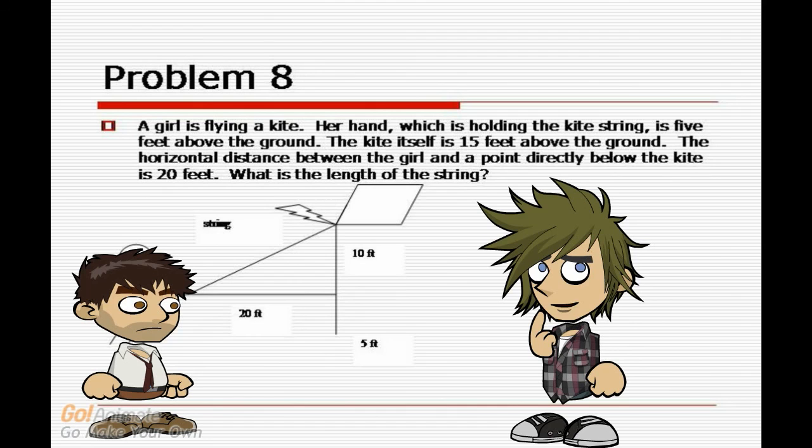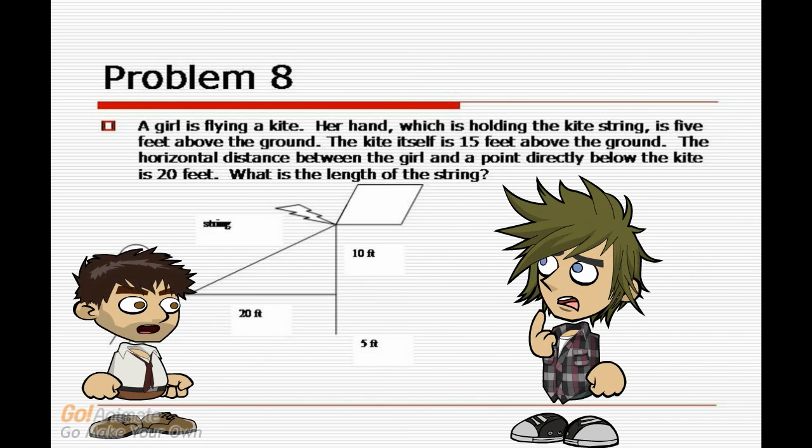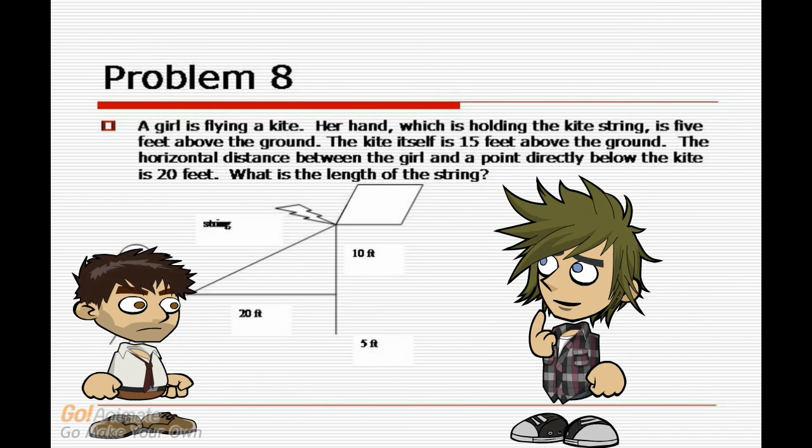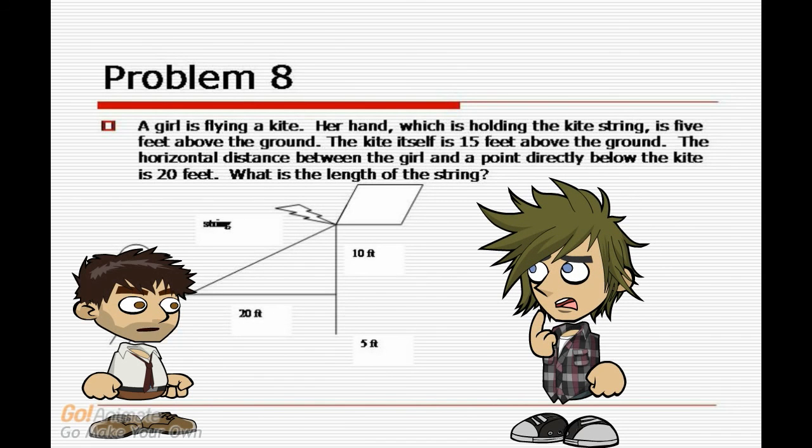This is a hard one, Mr. Snively. Here is a hint. If the kite is 15 feet above the ground, but the string is in the girl's hand, which is 5 feet above the ground, how far above the girl's hand is the kite? 10 feet, sir. Then what are the dimensions of the right triangle you are working with?